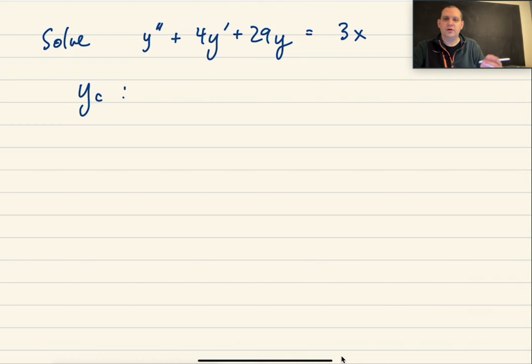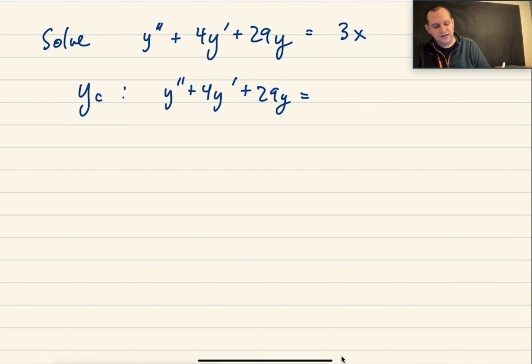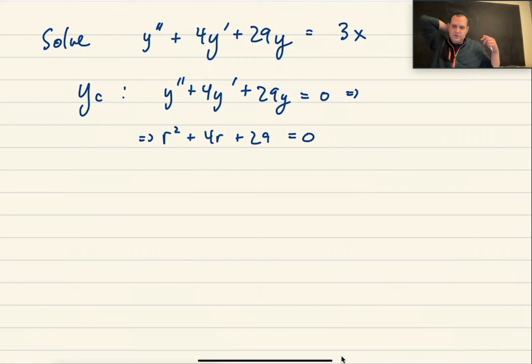To do that, we're going to look at the associated homogeneous equation, y double prime plus 4y prime plus 29y equals 0. That's going to lead us to our characteristic equation, r squared plus 4r plus 29 equals 0. And then we need to figure out how to solve that equation. We want the constant term on the left side of the equation to be plus 4, because that's what would make it a square. So we're going to move 25 over to the other side.